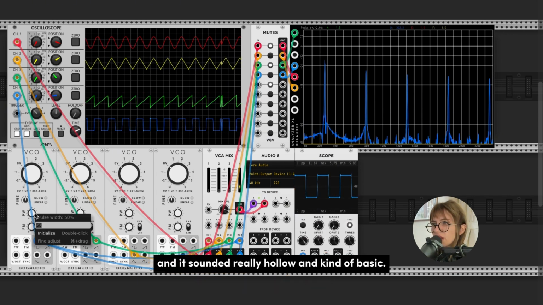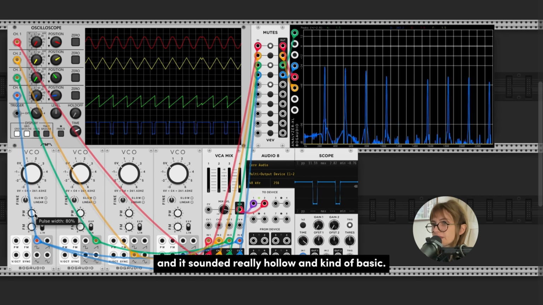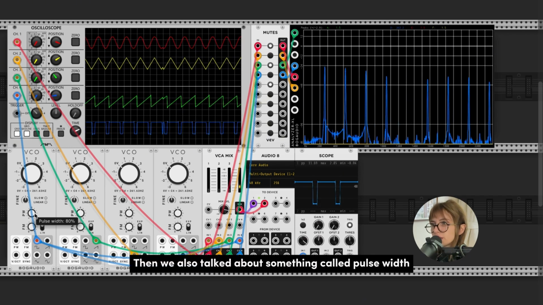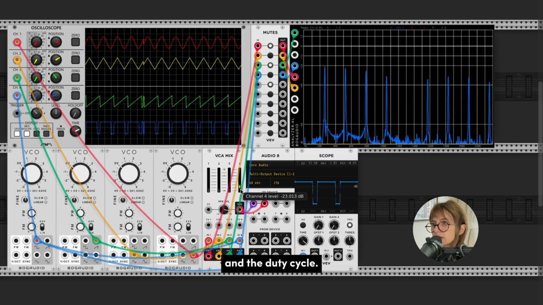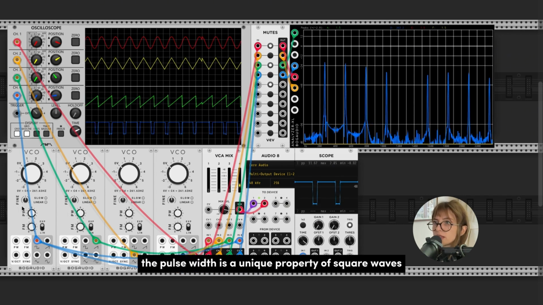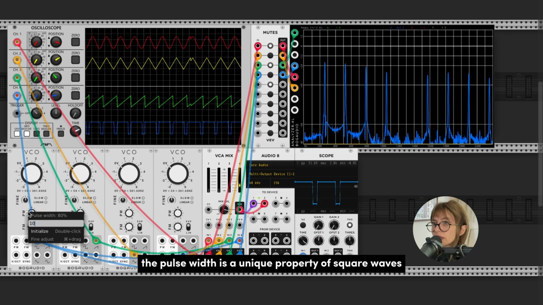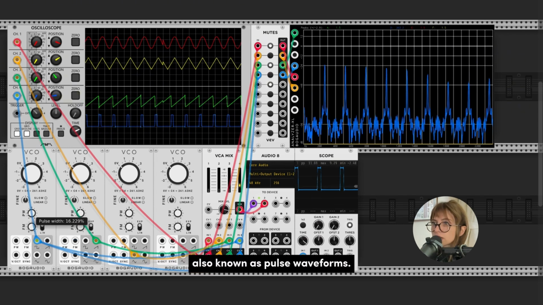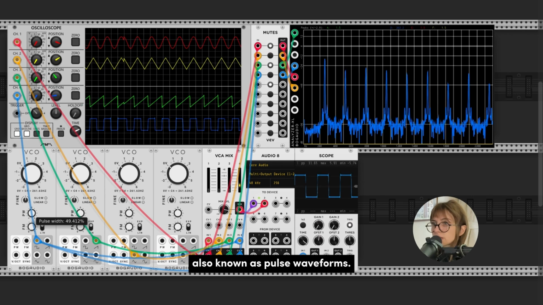You probably remember when we talked about the waveforms, I played a pure square wave and it sounded really hollow and kind of basic. Then we also talked about something called pulse width and the duty cycle. Just a quick recap, the pulse width is a unique property of square waves and you can change it to create rectangular waves, also known as pulse waveforms.